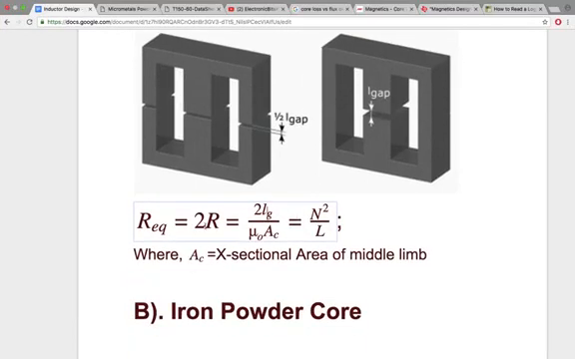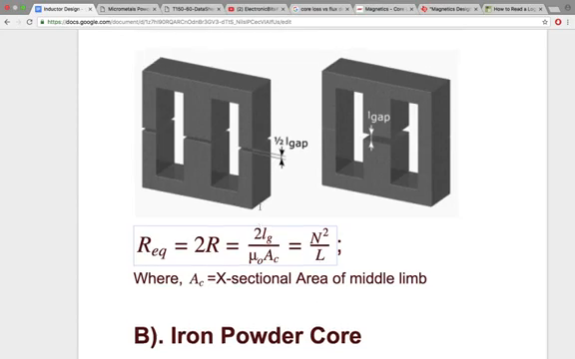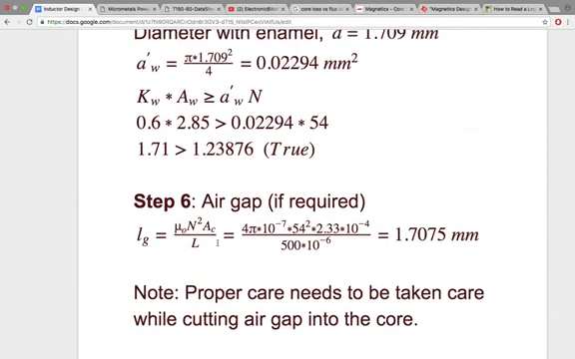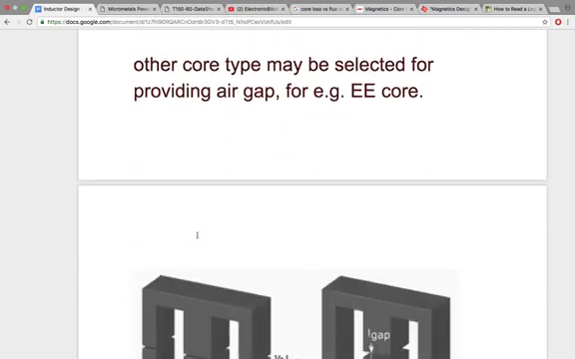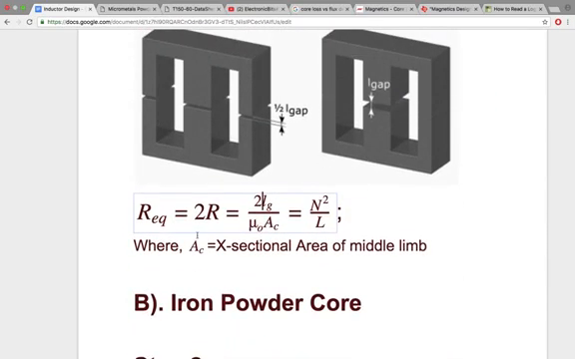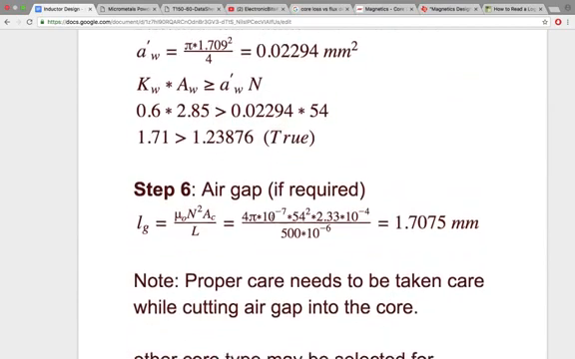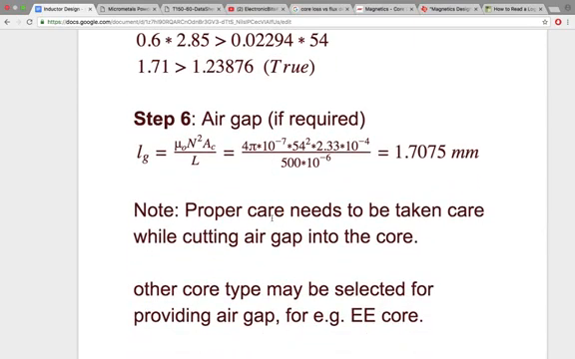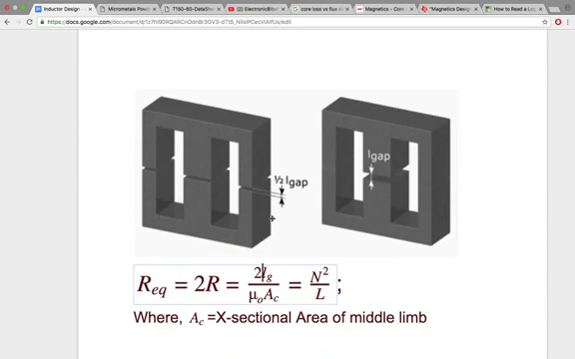So the equivalent reluctance is nothing but twice the reluctance of the central part. In that case, you can write the equivalent reluctance as N square by L. The interesting thing here is that the air gap formula we used is not exactly the same; it's divided by 2 here. So we will get half of the air gap. Let's say there it was something like 1.7, so half of that we will require as air gap if everything is the same.